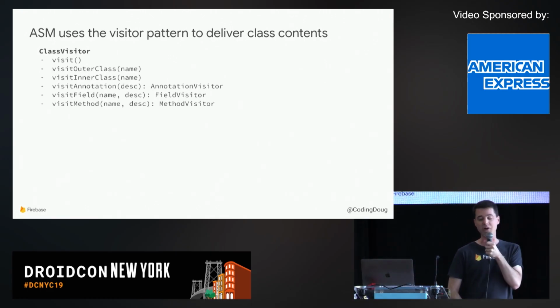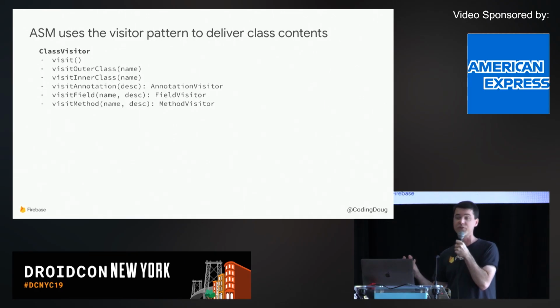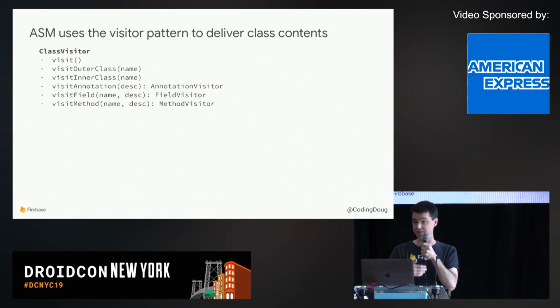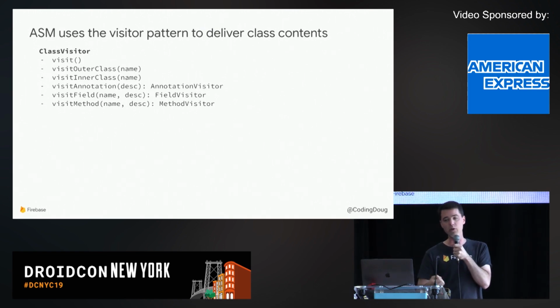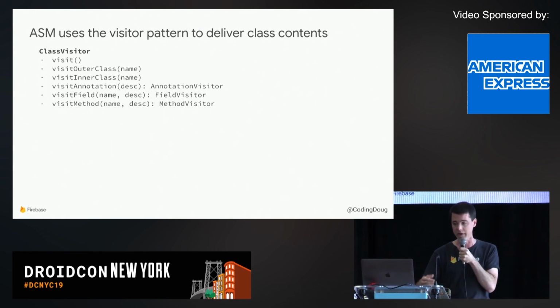When you tell it what your class visitor is, anytime it sees a class and there's an item of interest in that class, it's going to call you. So visit with no arguments means I've just found a class. It'll tell you when it finds inner and outer classes. It'll tell you when it finds annotations on that class, and so on.